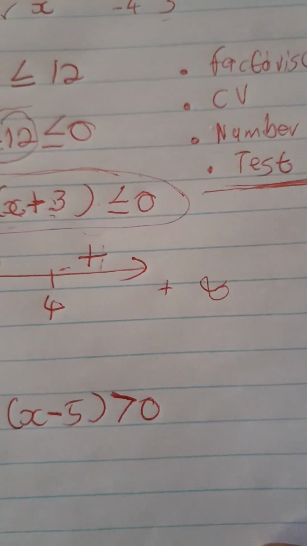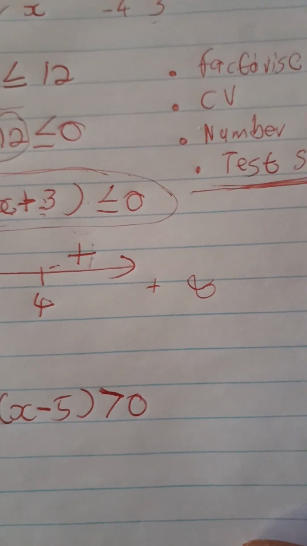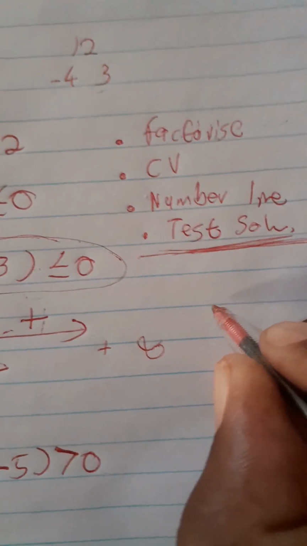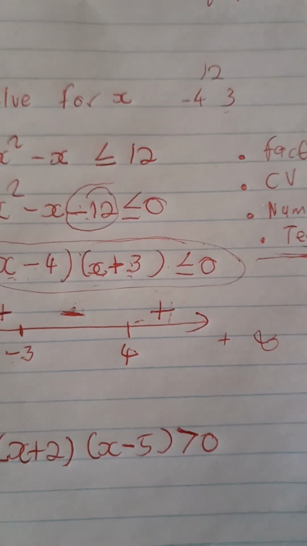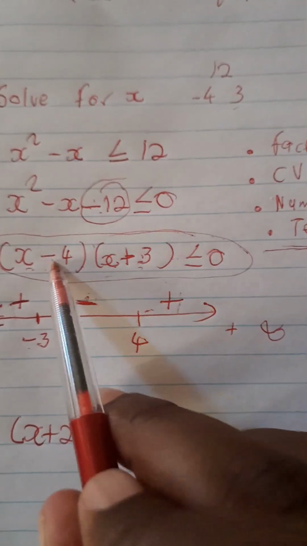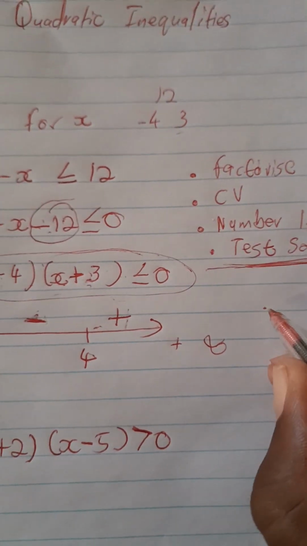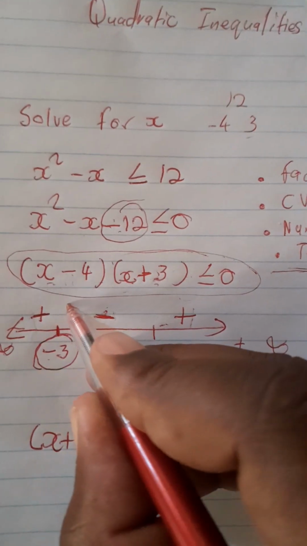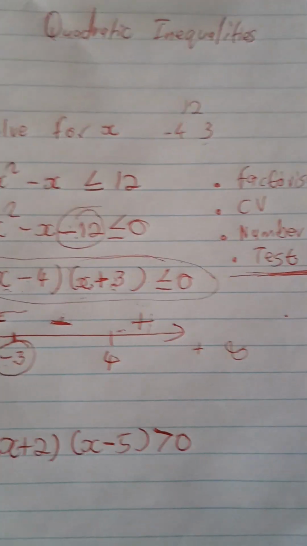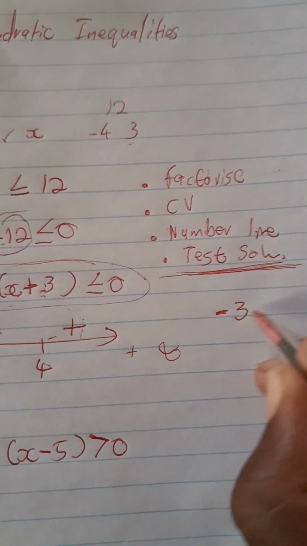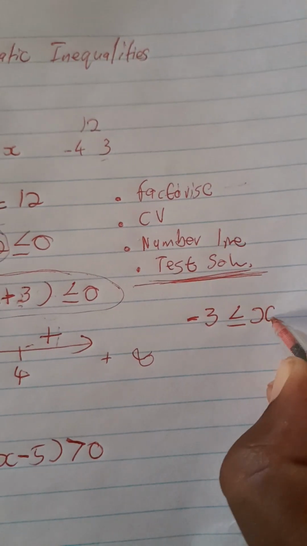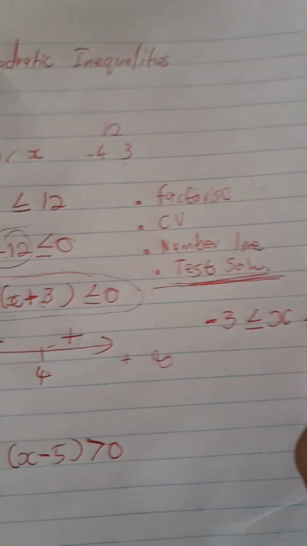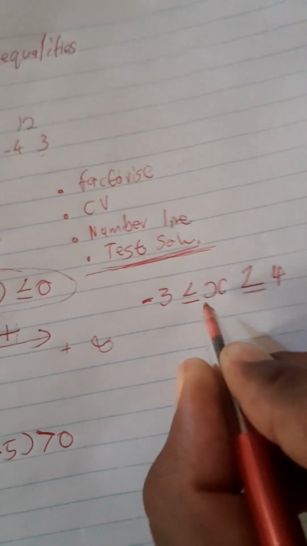So now, lastly, we have to write this in inequality form. We have to represent the solution in inequality form. How do we do that? Since our value is here, this side is negative. So let's see how we are going to prove this. This side is going toward the positive side, meaning it's getting greater. So it's going to be negative 3 less than or equal to x, but less than or equal to 4. Is it 4? Yes. This will be the solution.